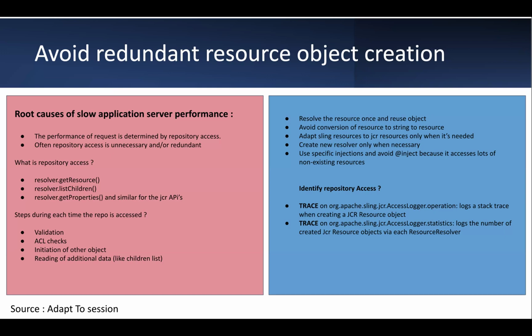It's similar to what we have talked about in the first one. Next is Sling resources to JCR resources adaptation. We should never do it. Sling resources have some Sling overhead, but still the abstraction, how it is being handled, is way more performant. And we should adapt Sling resources to JCR resources only when it's needed, right?